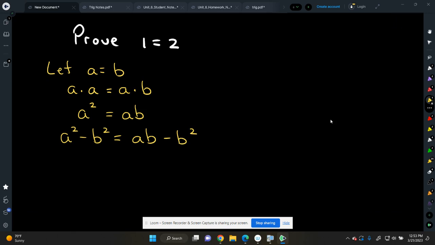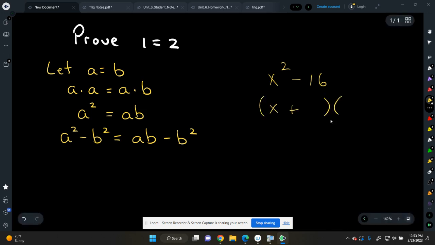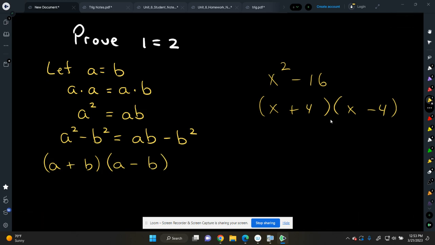Who remembers how to factor A squared minus B squared? If I was factoring x squared minus 16, who remembers how to do that? Plus or minus, right? Take the square root of 16, which is 4. So how would I factor A squared minus B squared? What's the square root of A squared? A. What's the square root of B squared? B. So we have to have an A plus B and an A minus B. So we factored the left side. Who remembers how to factor the right side? How to factor this?